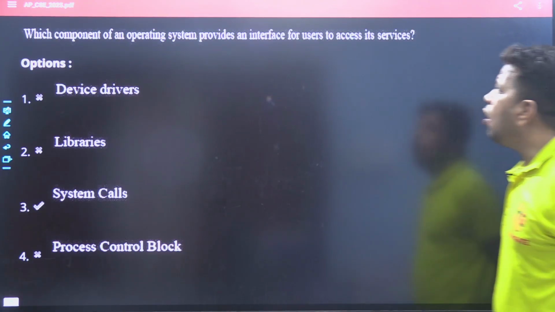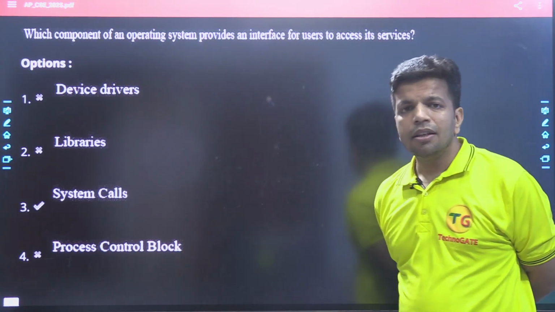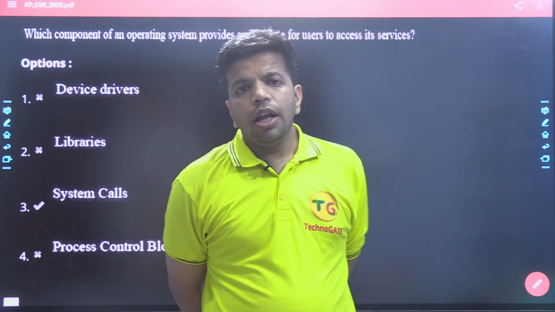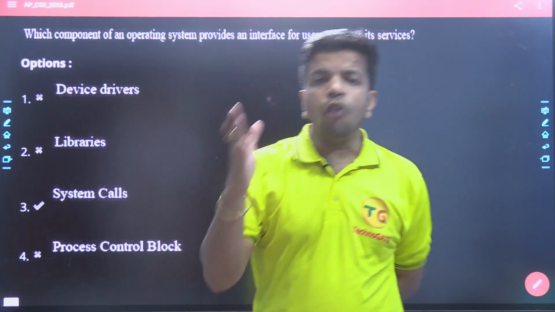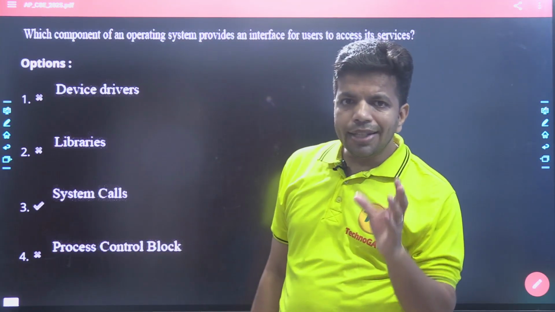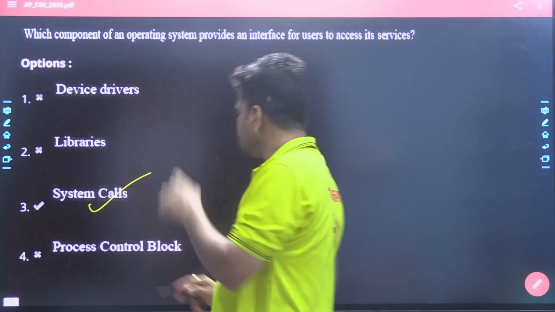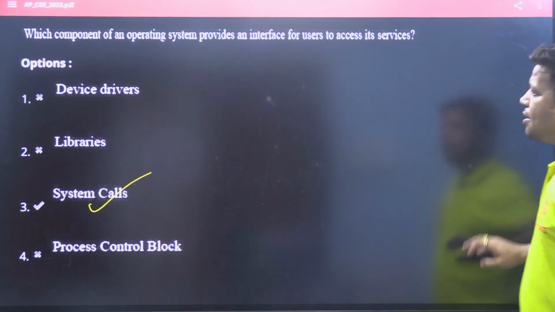Which component of the operating system provides an interface for a user to access its services? If a user wants to access the services of the operating system, they need to use a system call. For example, if you want to create a child process, you need to use the fork system call. So system call is your answer.